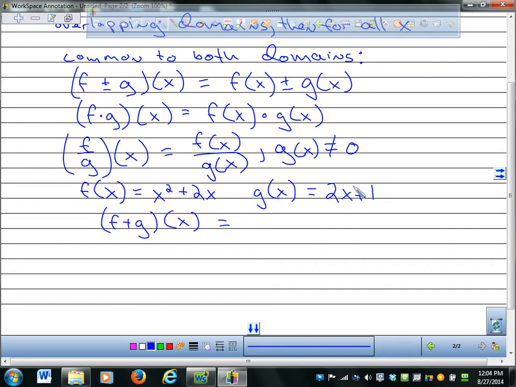This stuff is really like, duh, of course. All you do is add the two things together, okay? So f plus g of x is equal to x squared plus 2x plus, probably in parentheses, 2x plus 1. And then you just simplify that, which simplifies to x squared plus how many x? 4x plus 1. So that's f plus g of x.